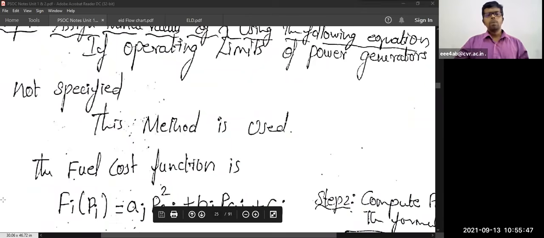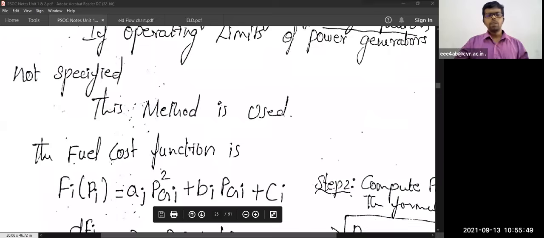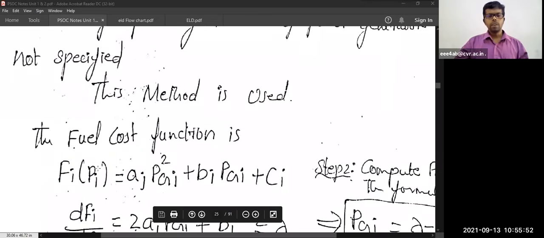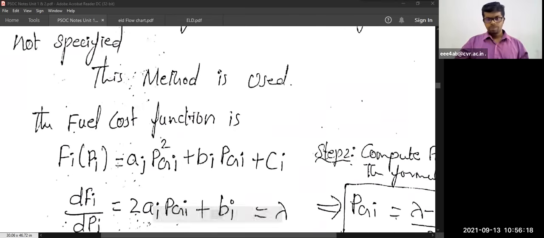So what we derived, the fuel cost function, is Fi of Pi equal to ai PGi squared plus bi PGi plus ci. This is the general formulation. Either we can use PGi or Pi, same thing, the power generation of the ith generating unit. Some other notations they use PGi also, some use Pi also. All are the same. So this is the fuel cost function.